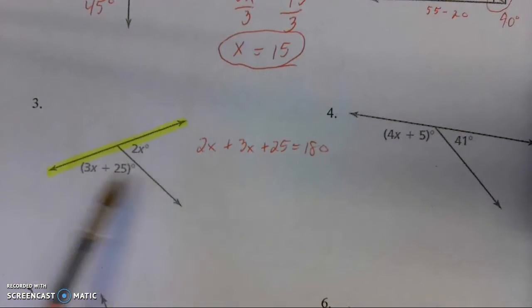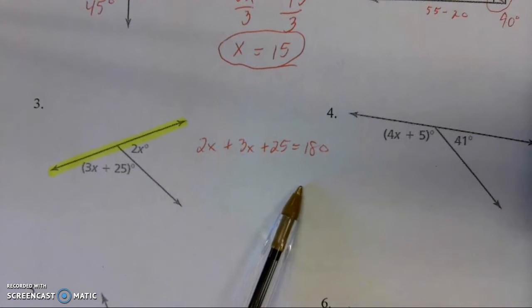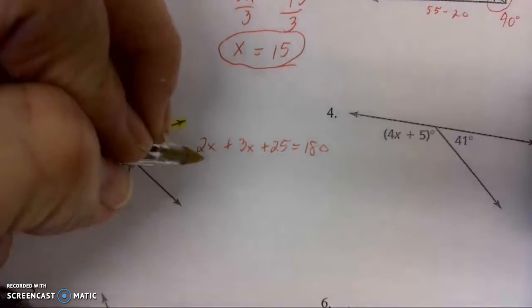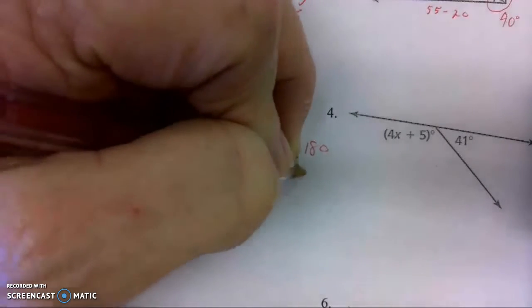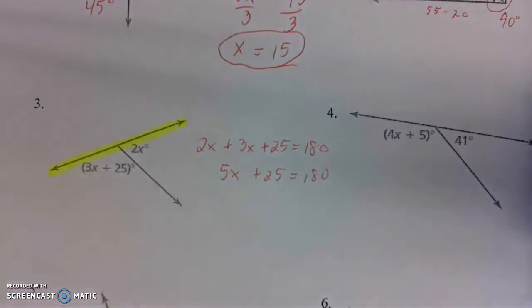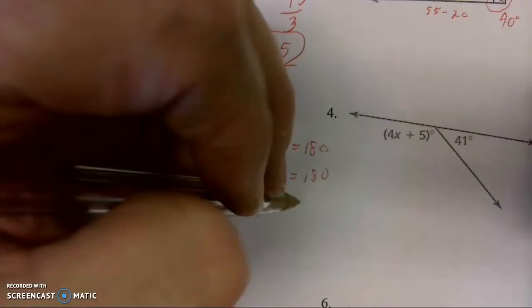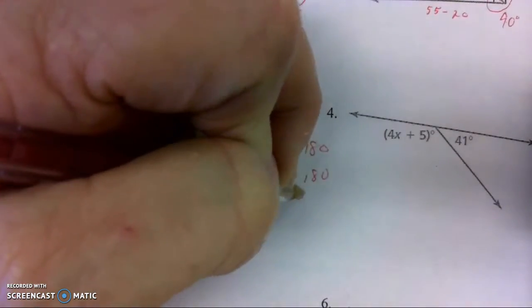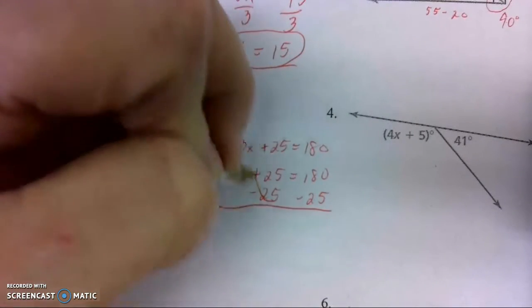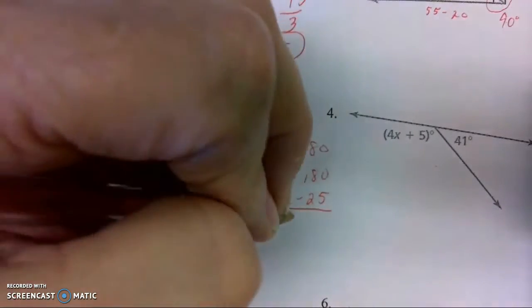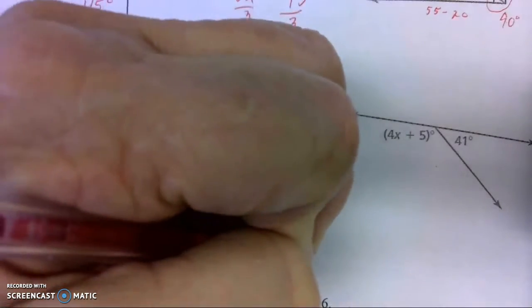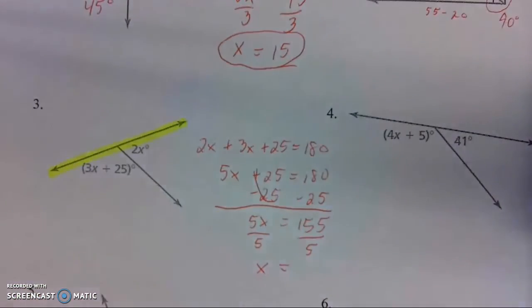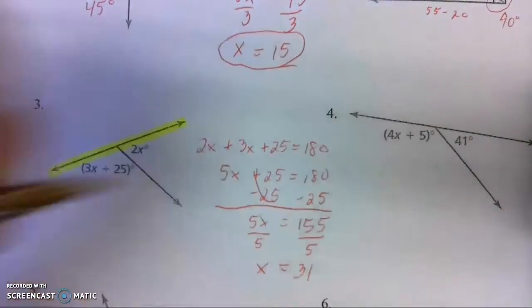And again, I don't really need the parentheses when I set up the equation. There isn't anything that I'm going to multiply, so I'm okay. 2x plus 3x is 5x plus 25 equals 180. And again, two-step equation. Subtract 25 from both sides. That leaves me with 5x equals 155. Divide both sides by 5, x is equal to 31.